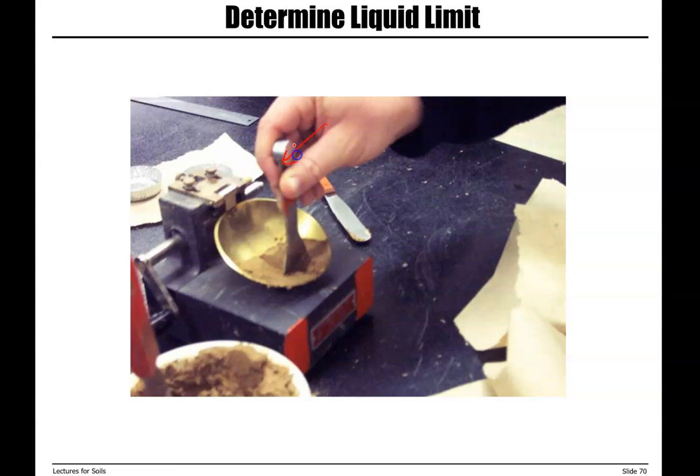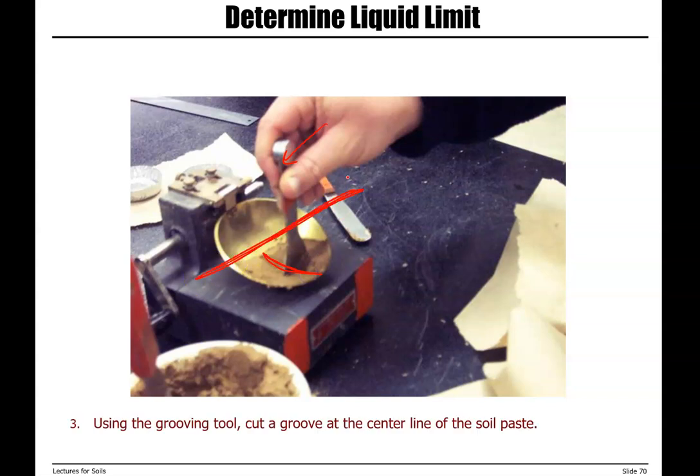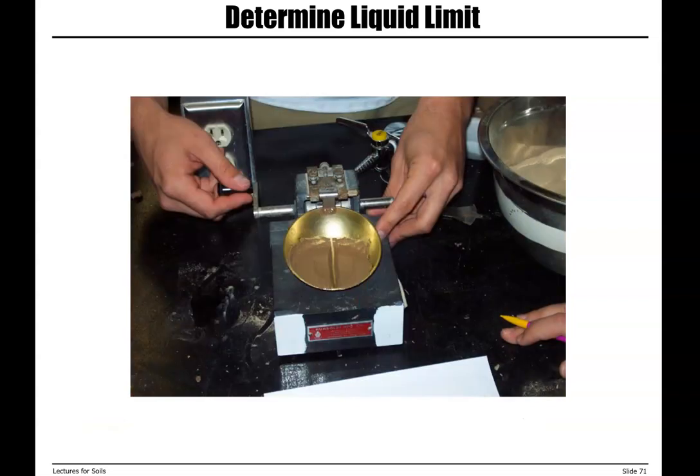Then you use the grooving tool to make a cut in the center of the soil. Again, make sure that you don't put too much material in the Casagrande cup. It should be like half to 1/3 of the cup. Depth shouldn't be more than 8 millimeters. And you make a center line in your soil paste. So it should be like that.